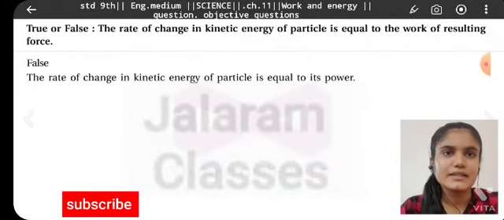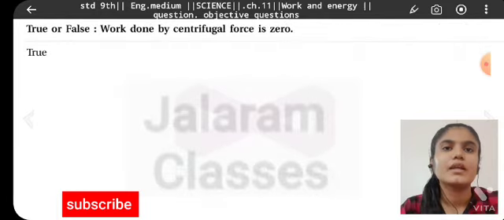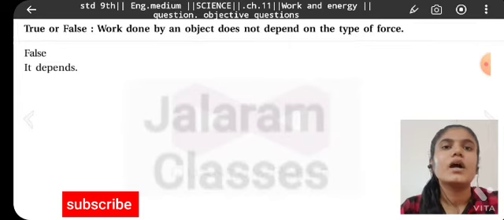The rate of change in kinetic energy of a particle is equal to the work of the resulting force. False. The rate of change in kinetic energy of a particle is equal to its power. Work done by centrifugal force is zero. True. Work done on an object does not depend on the type of force. False. It depends on the type of force.